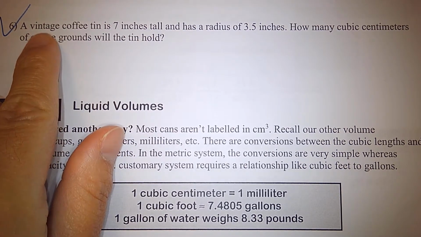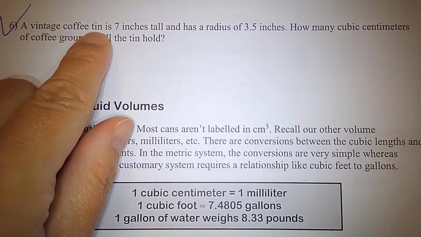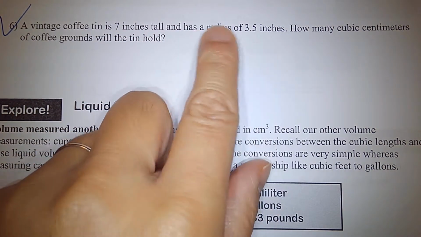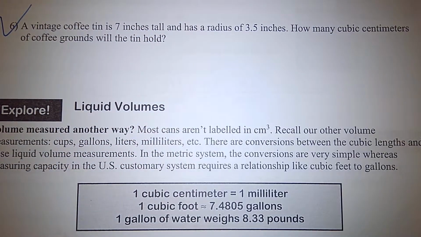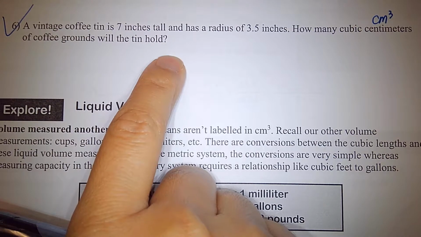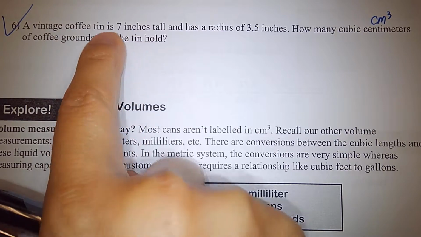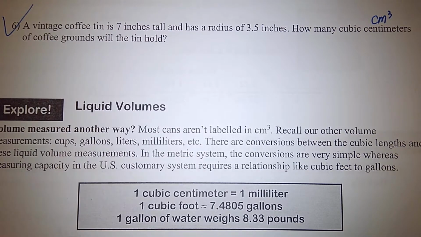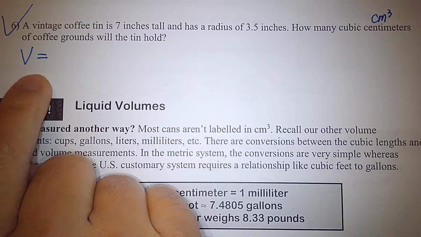Okay, vintage coffee tin, what is the shape of it? It's a cylinder, right? 7 inches tall, a radius of 3.5 inches. Inch, okay. How many cubic centimeters? We want cubic centimeters of the coffee grounds the tin will hold. So it asks us to compute what? The volume of this cylinder, right? So what is the formula to compute a volume? Remember from the previous page?